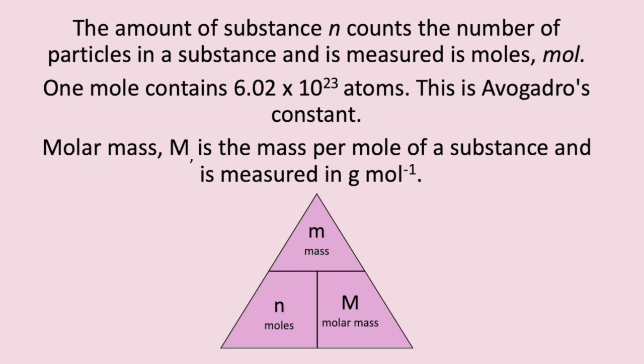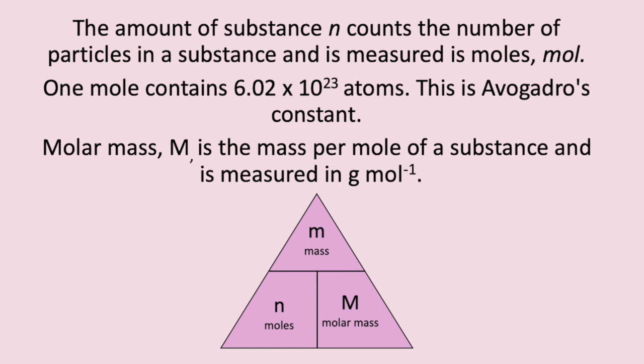On to Chapter 3, Amount of a Substance. The amount of a substance, or little n, counts the number of particles in a substance and is measured in moles. 1 mole contains 6.02 times 10 to the 23 atoms. You do not need to remember this number as it is on your data sheet. This number is referred to as Avogadro's constant, and it's the same number of particles in each mole of carbon-12.